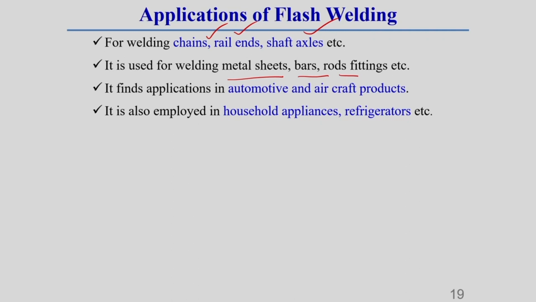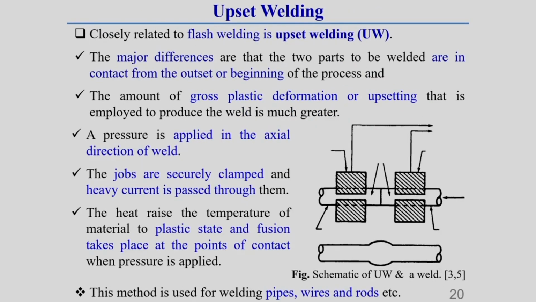It finds its application in automotive and aircraft product. It is also employed in household appliances and refrigerator types of part. Okay. Now we will discuss about offset welding process.